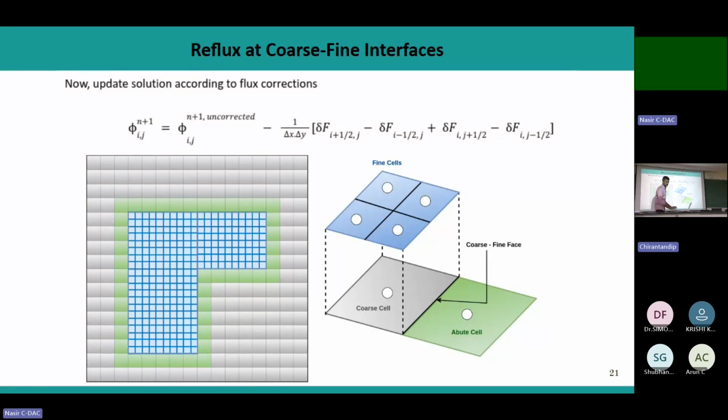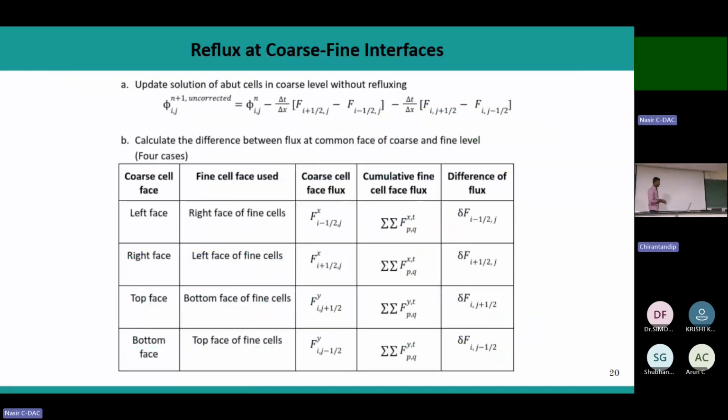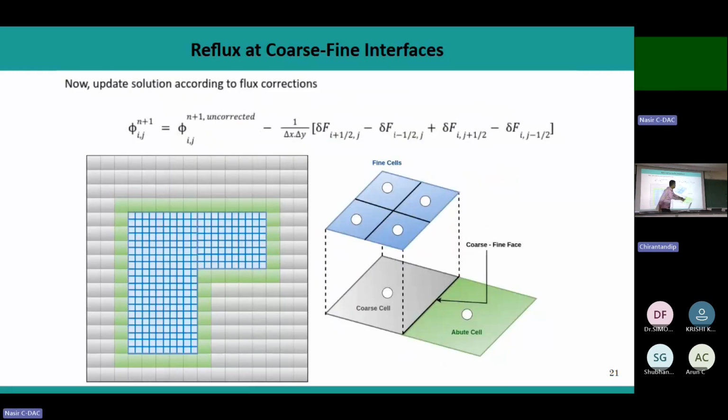Firstly, we updated that value with the help of the flux, but it is uncorrected. We need to correct that at this place. You can just add that or remove it, according to the side, of which there are 4 possibilities: left side, or bottom, right.